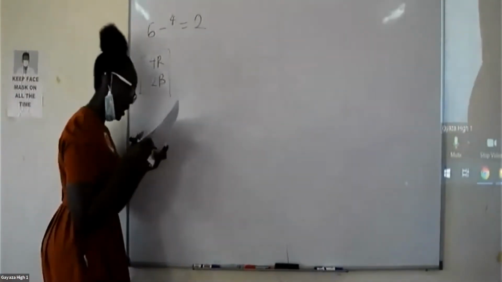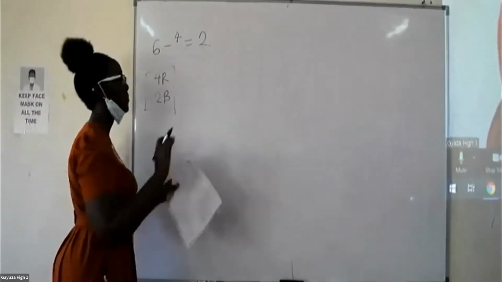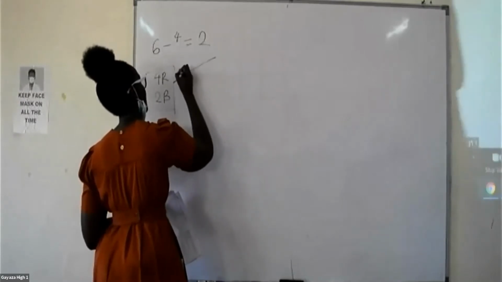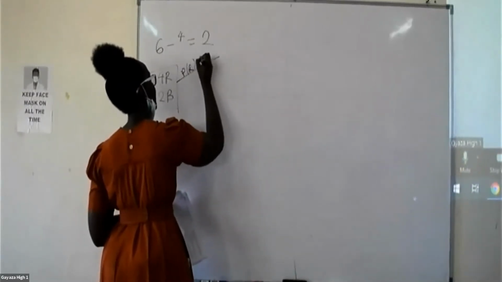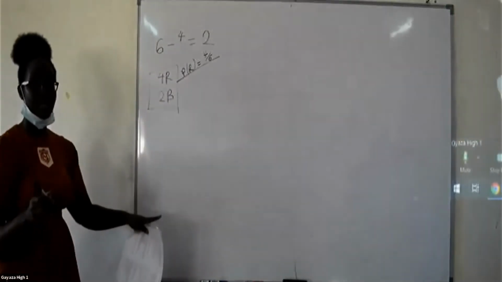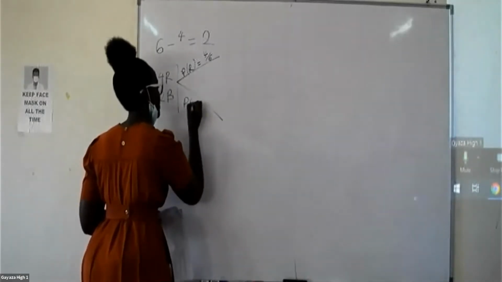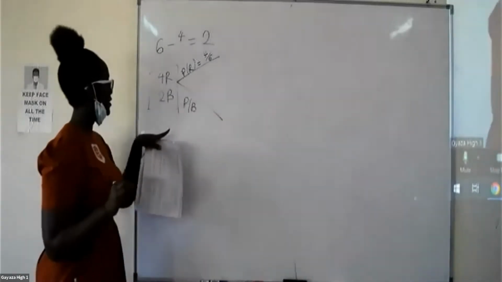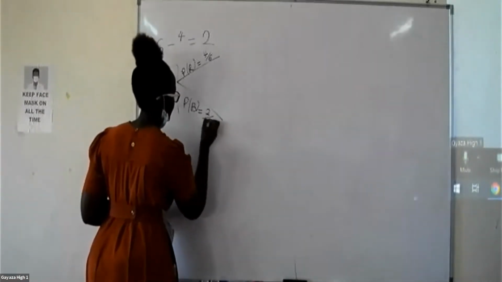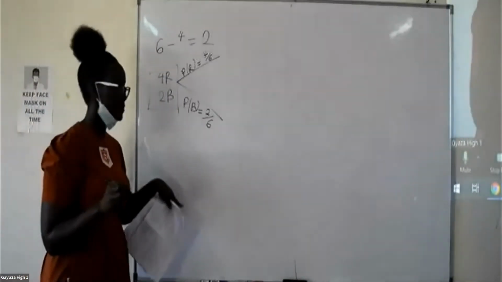So we are going to first do the first picking. We are going to show the probability in the first picking. The probability of the red ball is 4 out of 6, so it is 4 out of the total number of balls in the bag. Then the probability of the blue ball in the first picking is going to be 2 out of 6, that means 2 out of the total number of balls in the bag.